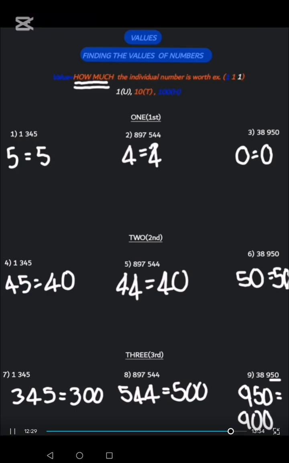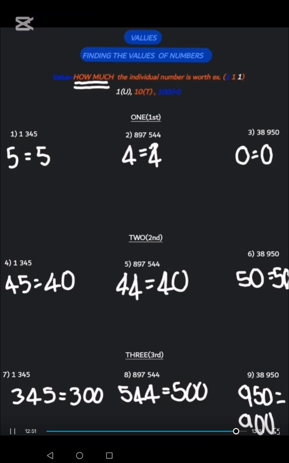So what we did, we changed both of these numbers into zeros. That means today we learned how to find the values for the units, the tens, and the hundreds.